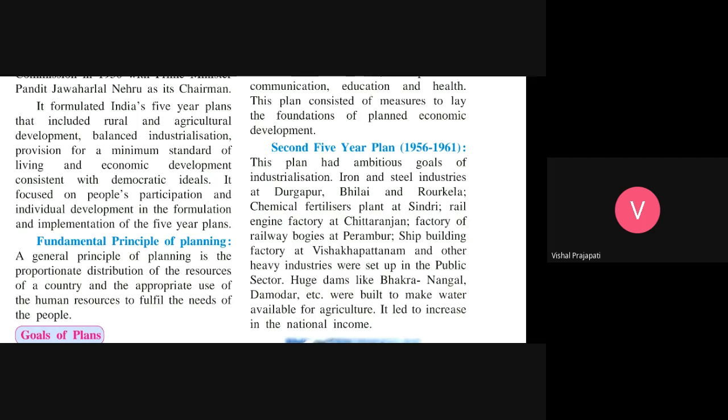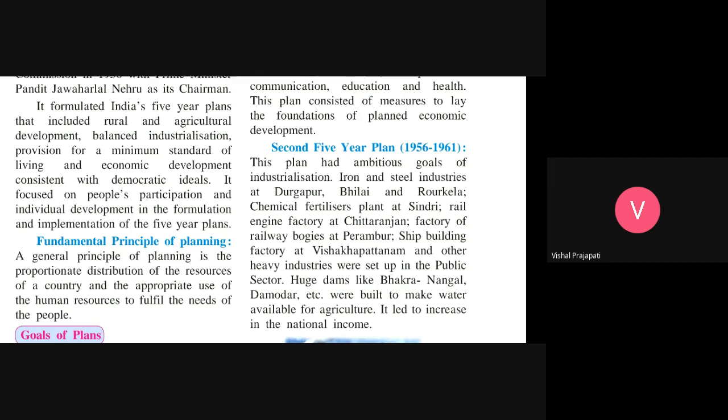Now see, in the first 5-year plan, the government was giving attention to every field, because we know that the Britishers left us with nothing. We did not have anything, we were having many problems. So in the first 5-year plan, the government was giving attention to every field. But now see, the major attention in the second 5-year plan was on industrialization. So the ambitious goal was for the industrialization of our country.